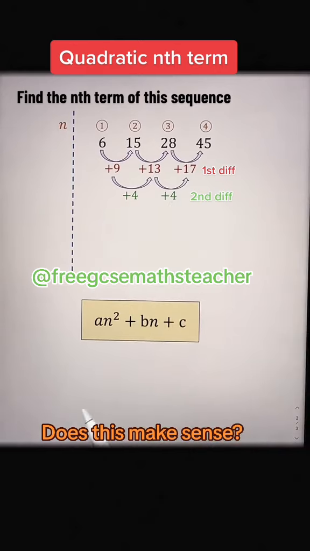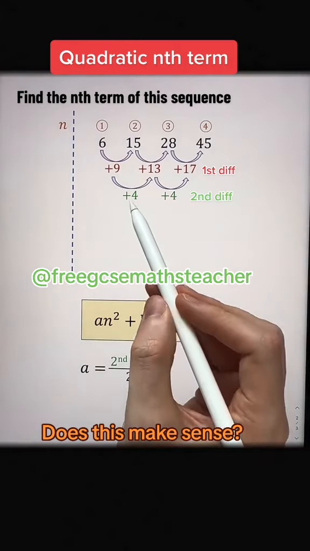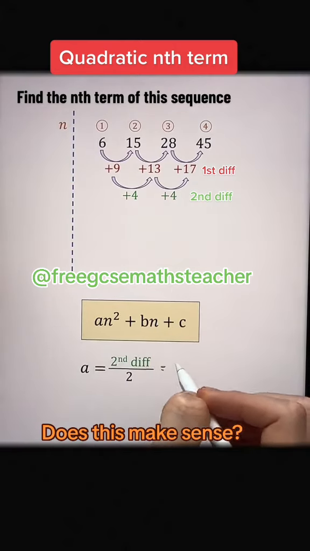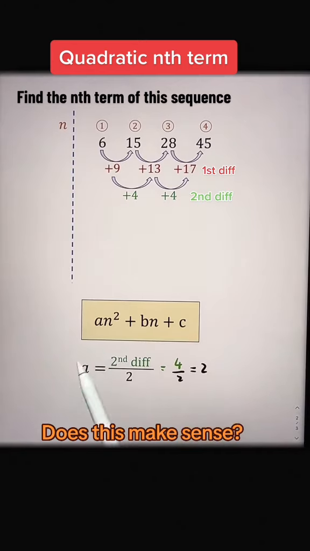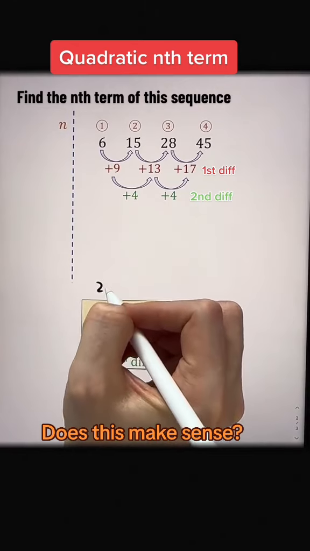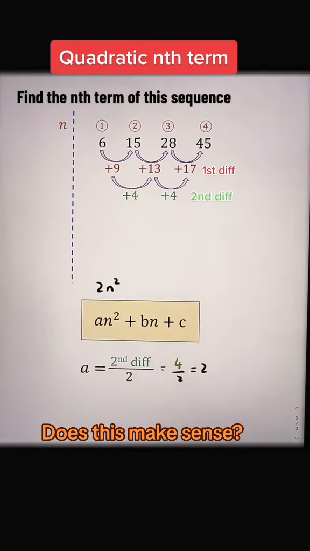To work out our value for a, it's always our second difference divided by 2. In this case, our second difference is positive 4. Hence, a is going to be 4. We always divide by 2. So 4 divided by 2, which gives us 2. Once I've found the value of a, in this case 2, I know it can go in front of my n squared. So I know my quadratic nth term is going to start therefore with 2n squared.